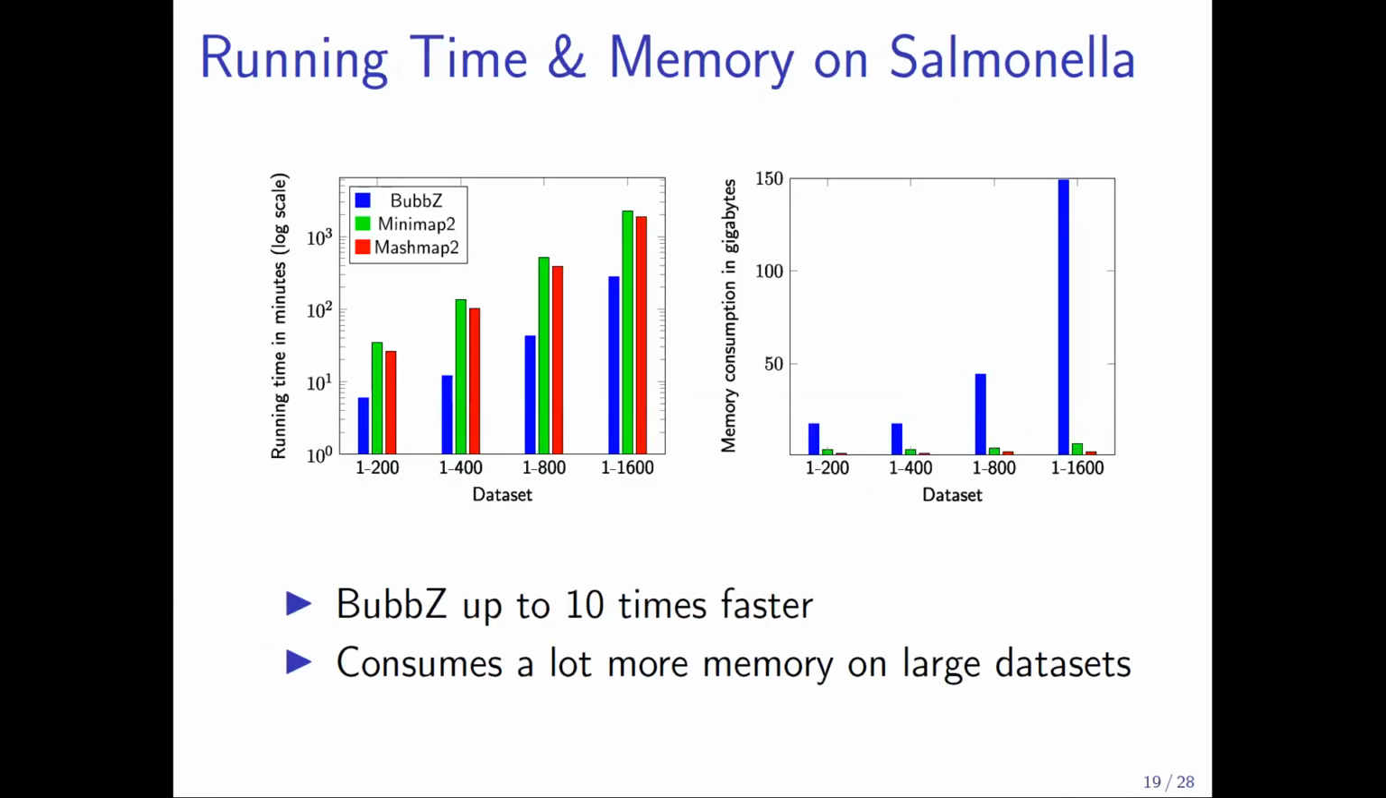And we also made a similar experiment on Salmonella genomes. So we downloaded 1,600 Salmonella genomes and created data sets consisting of 200, 400, 800, and 1,600 Salmonella genomes, and tried to compute mappings of all genomes against every other. And as you can see, in this experiment, BUBs is up to several times faster, but it consumes a lot more memory because it holds the large index for all the genomes at once.